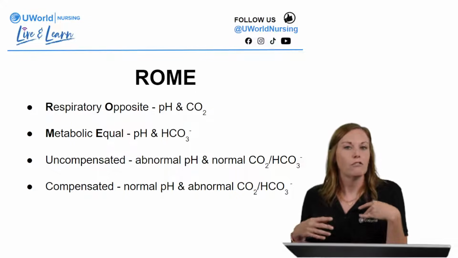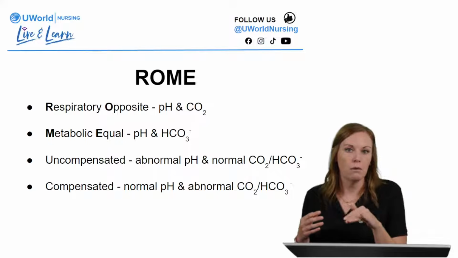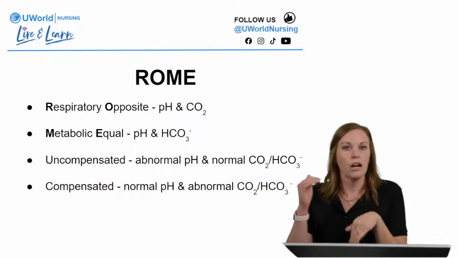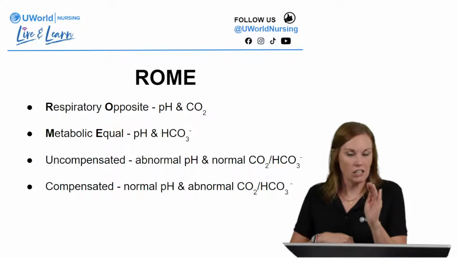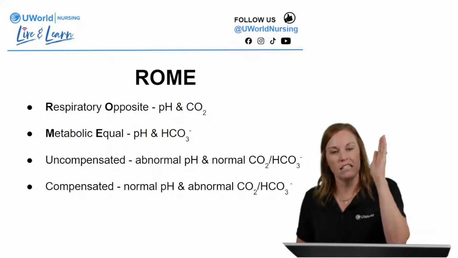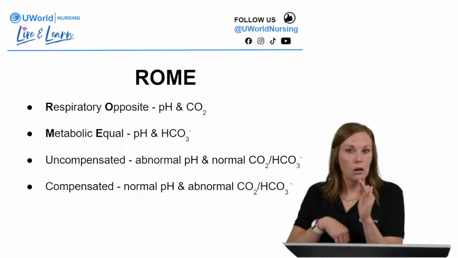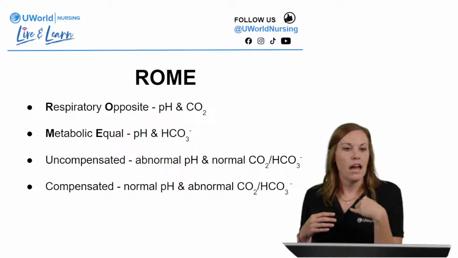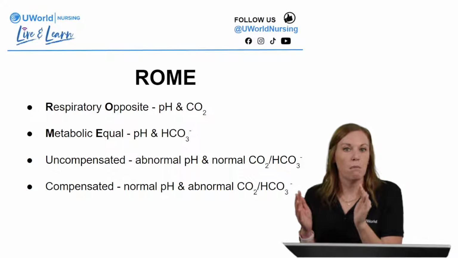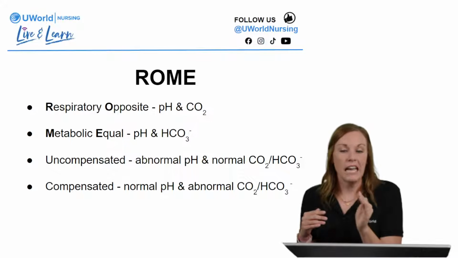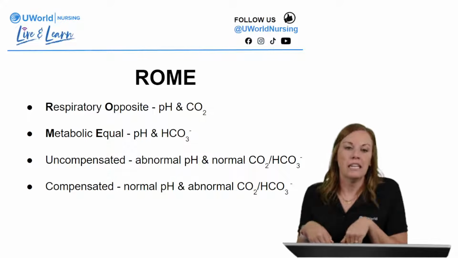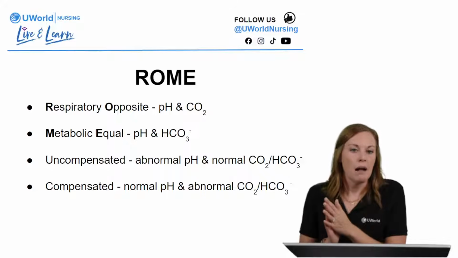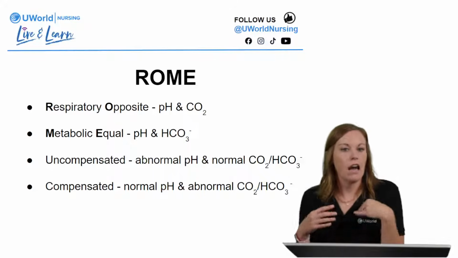For ROME, the R and the O stand for respiratory opposite. So your pH and CO2 are going to be going in different directions. If you have a pH that's high and a CO2 that's low, that's going to indicate a respiratory situation. The M and the E mean metabolic equal. If your pH and your bicarb are going in equal directions, that means you have a metabolic process going on. And then we take it a step further.